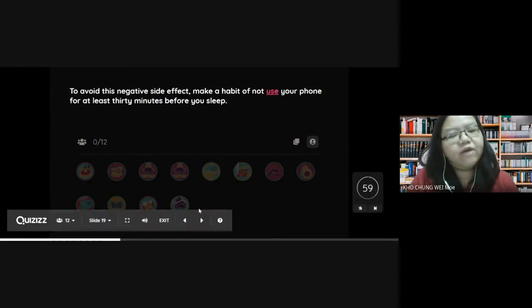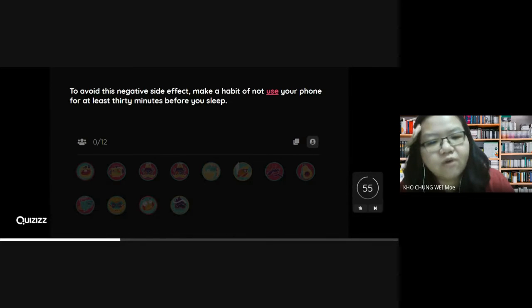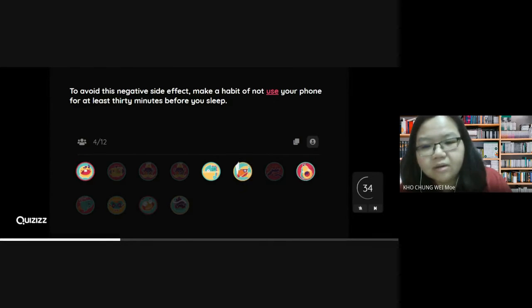To avoid this negative side effect, make a habit of not use your phone for at least 30 minutes before you sleep. A lot of you might think this is correct, but actually it is not. Okay? Please look at the word "of". Make a habit of. You should realize that after the word "of", you normally don't use a verb. You will use a noun.